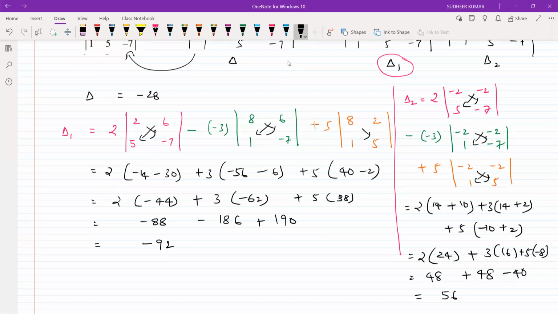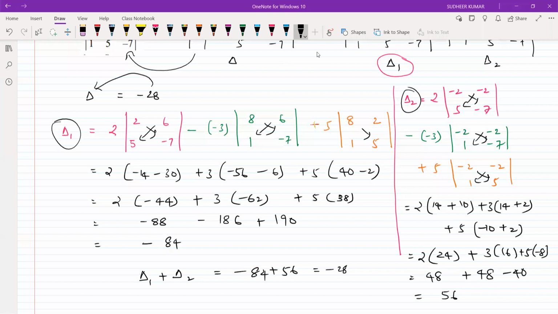This is 56. Now add these two, first determinant and second determinant. What will we get? So determinant 1 plus determinant 2 value is -92 plus 56. What do you get as the answer? So this result is minus 84, right? Yes, sir. So minus 84. If you simplify that, what will you get as the result? Minus 28. So what is minus 28? The value of the given determinant. Therefore, the given determinant can be expressed as the sum of two determinants.